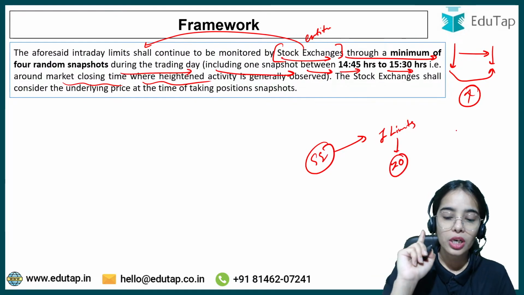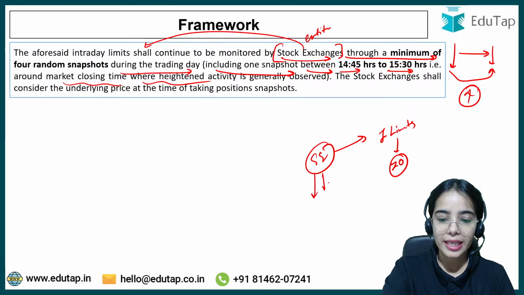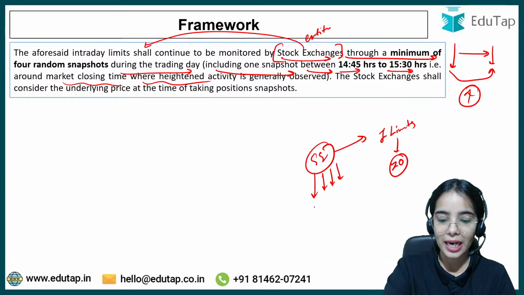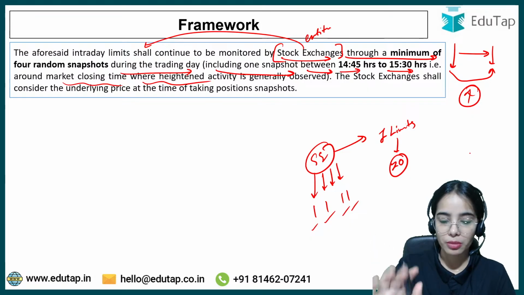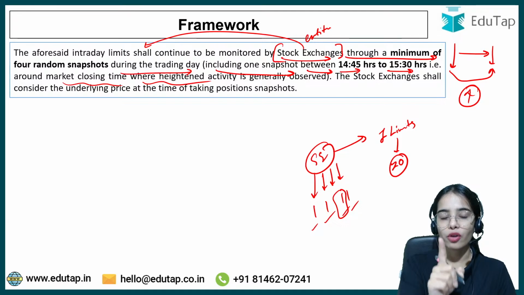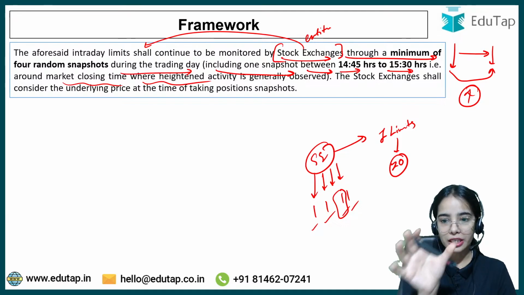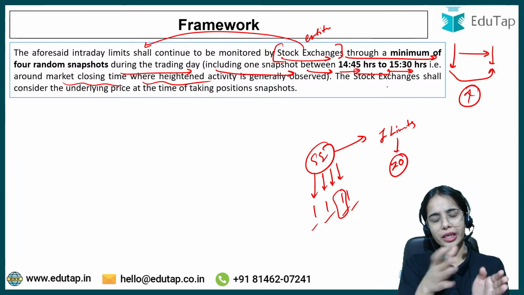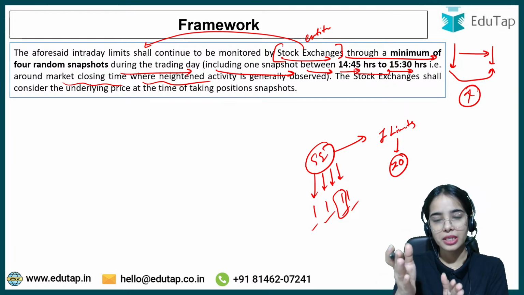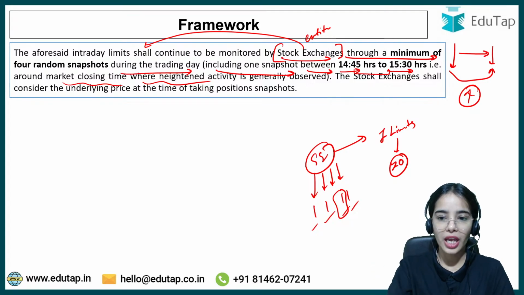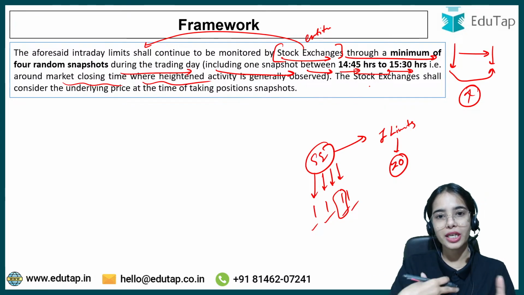Now, the stock exchanges have this responsibility, and they have to take a minimum of 4 random snapshots during the trading day to check whether the limits are being followed or not. So that will be random. At least one of the snapshots, or one of the monitoring times, is defined to be between 2:45 and 3:30, that is, near the closing hours, when heightened activity is there, when usually the entities are closing off or squaring off their positions, or they are buying and closing positions in a very fast manner.